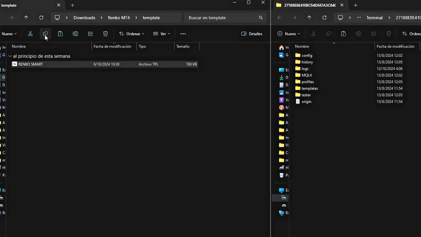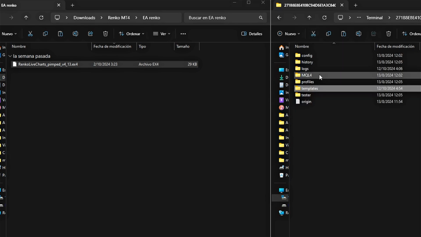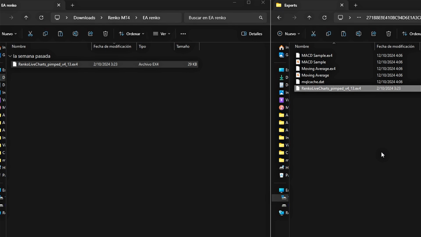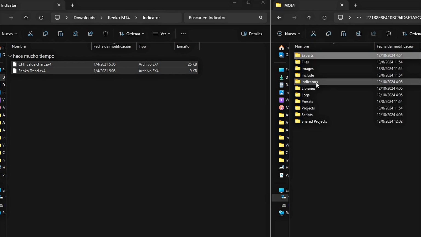First, copy the file into the templates folder of the MetaTrader data folder. Now the file inside the EA Renko folder, copy and paste it into the folder named Experts inside the MQL4 folder. Then copy the files from the Indicators folder into the Indicators folder. After copying them, close and reopen MetaTrader 4.